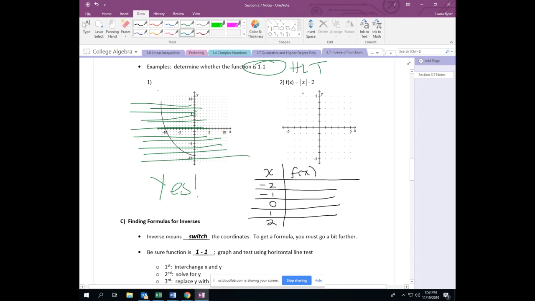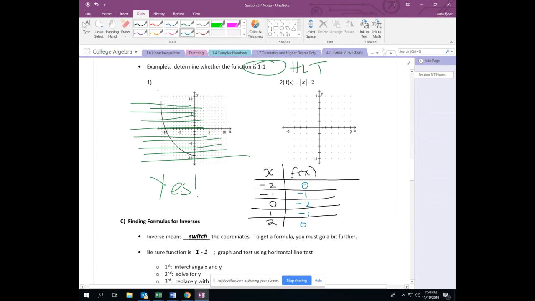If I plug in -2, the absolute value of -2 is 2, and 2 minus 2 is 0. If I plug in -1, the absolute value of -1 is 1, and 1 minus 2 is -1. When you plug in 0, the absolute value of 0 is 0, so 0 minus 2 is negative 2. And then I've got 1 minus 2 again, which is negative 1. And 2 minus 2 again, which is 0.